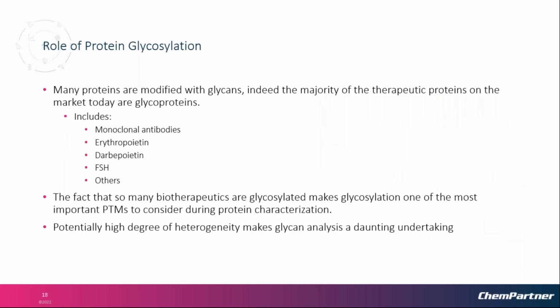As for the role of protein glycosylation, we know that many proteins are modified with glycans. Indeed, the majority of proteins on the market today are glycoproteins, which include monoclonal antibodies, erythropoietin, FSH, and other drugs. The fact that so many biopharmaceuticals are glycosylated makes glycosylation one of the most important PTMs to consider during protein characterization.